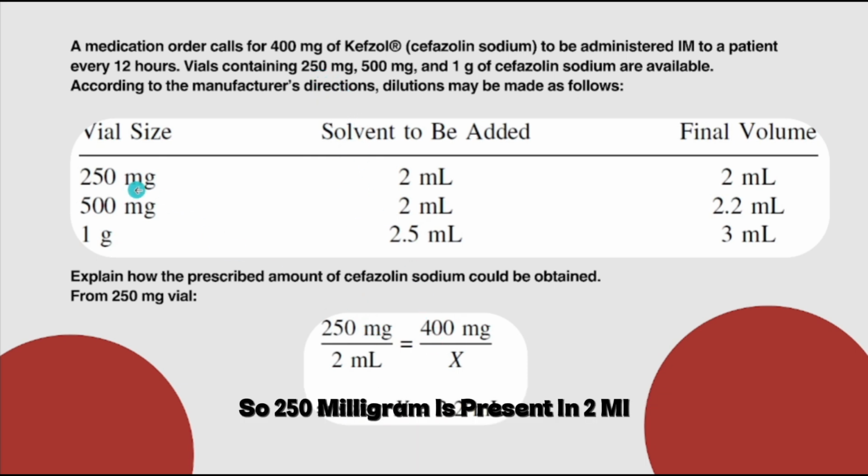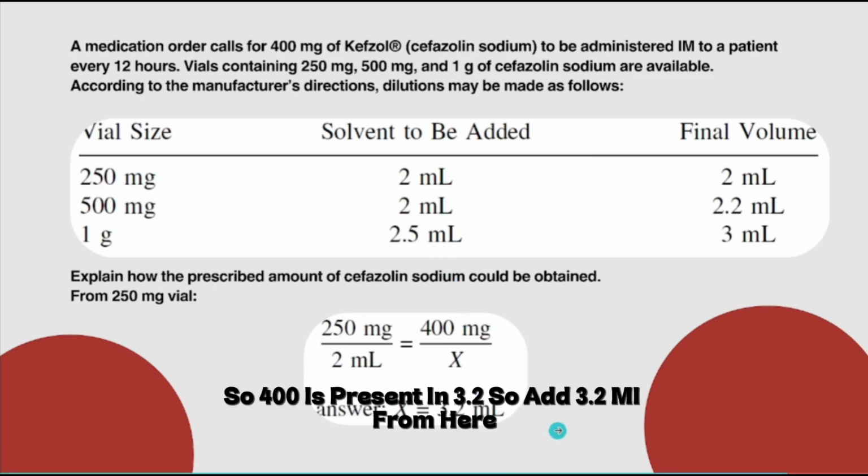So 250 milligrams is present in 2 ml, so 400 is present in 3.2 ml. So add 3.2 ml from here. Similarly, you can solve it for the others.